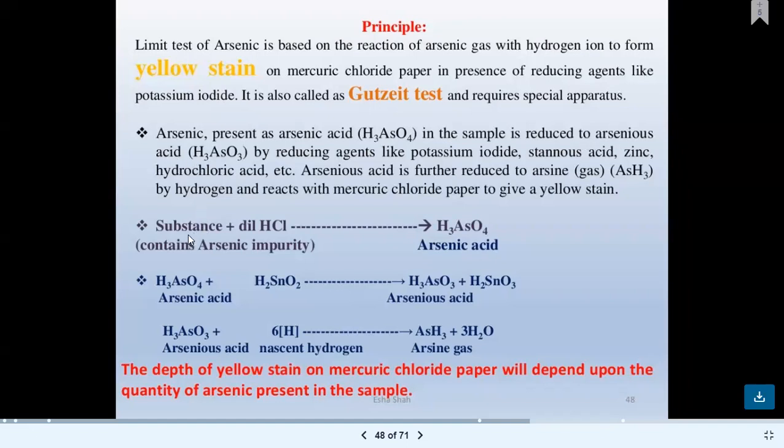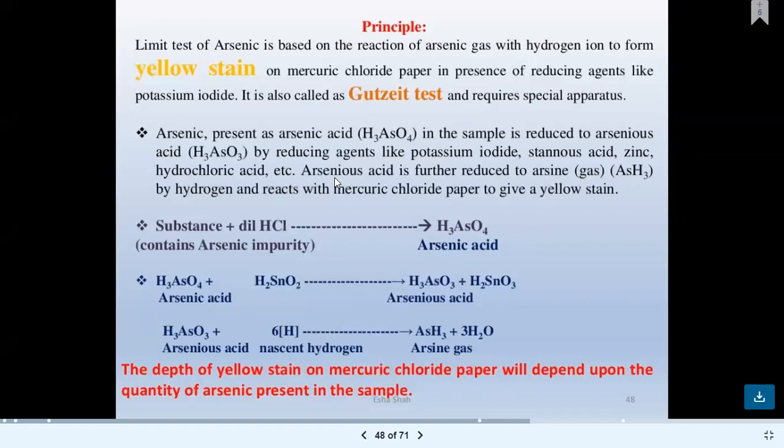So firstly we are going to add acid to the substance. We are going to perform the limit test for arsenic in acidic condition. After addition of the acid, whatever arsenic impurity is present in the substance will get converted into arsenic acid. That arsenic acid will react with potassium iodide, or with stannous chloride, or with zinc and hydrochloric acid, etc.